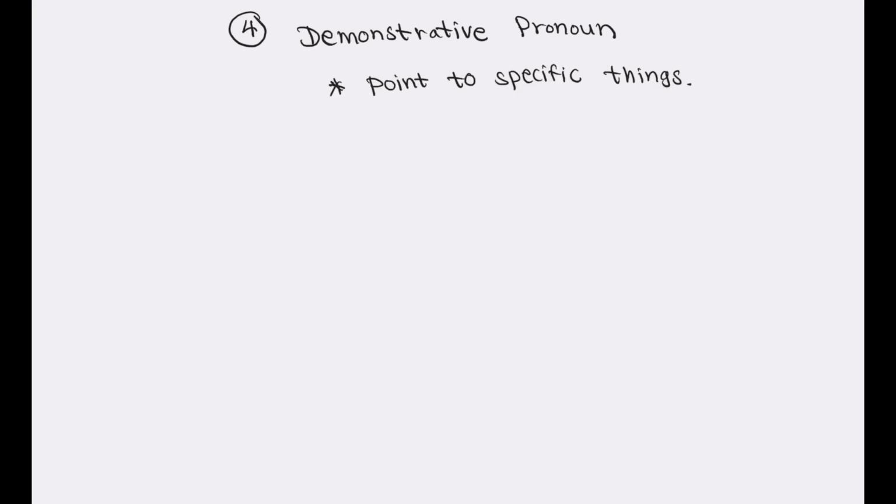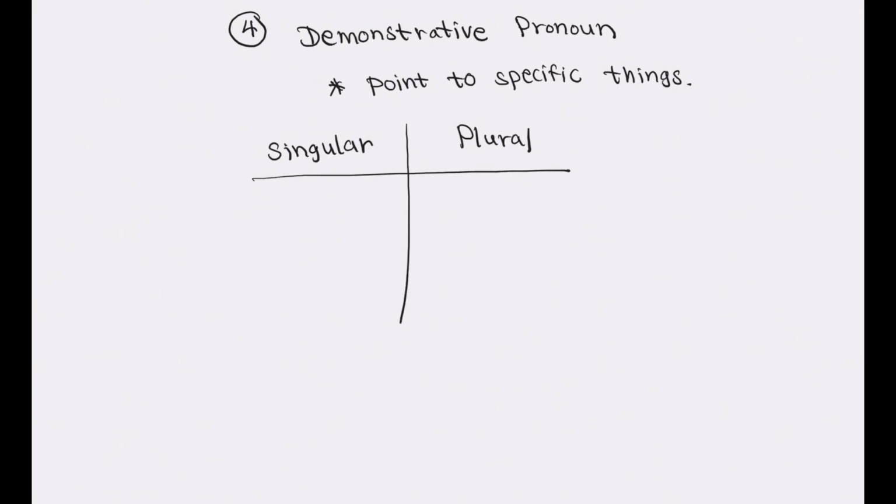Then we have demonstrative pronouns. These point to specific things. We have singular demonstrative pronouns and plural demonstrative pronouns. Singular ones are this and that. Plural ones are these and those.